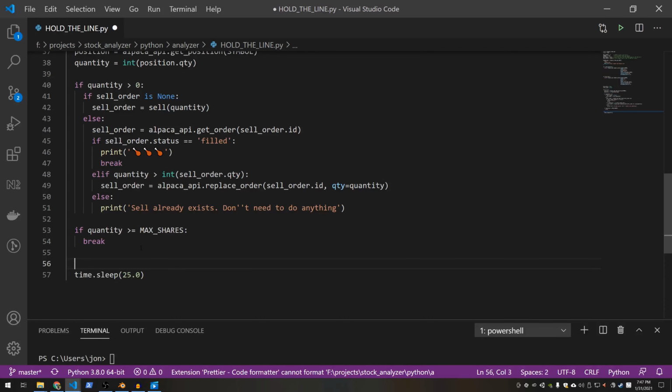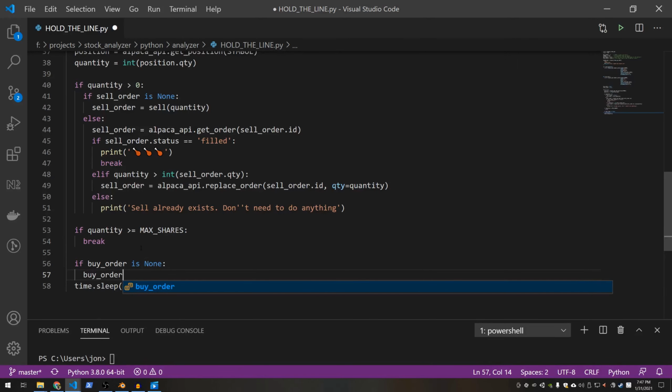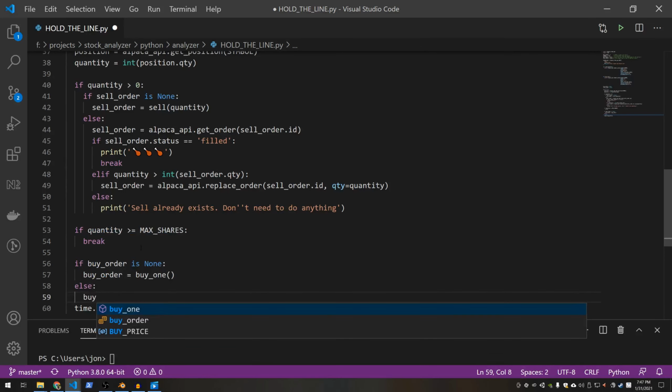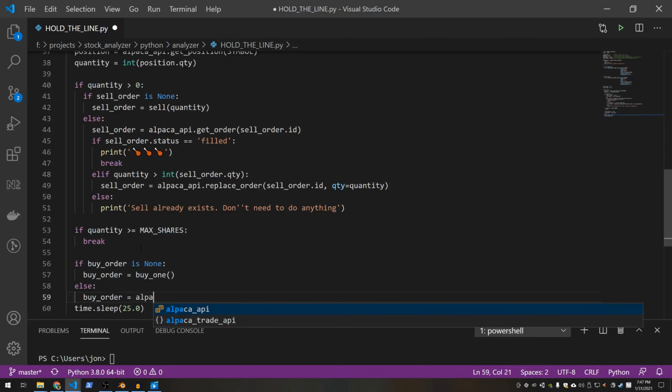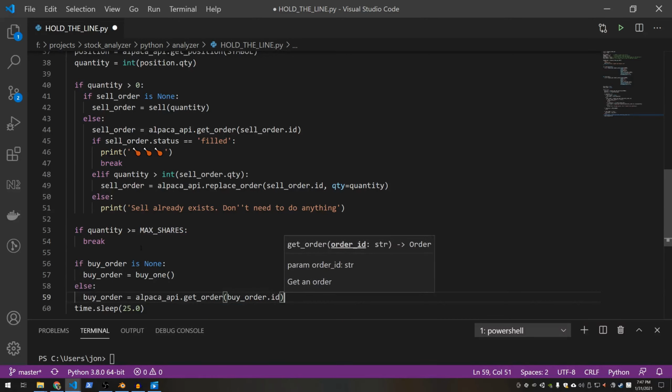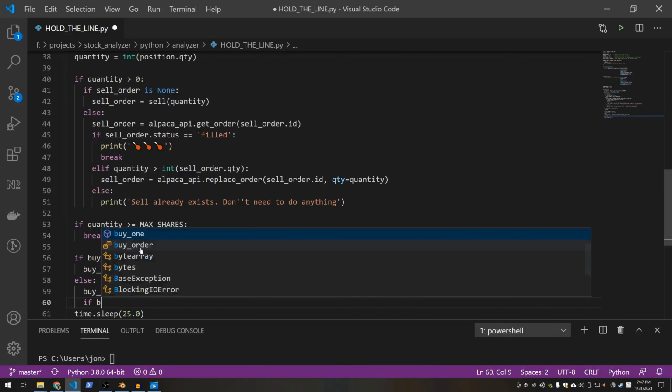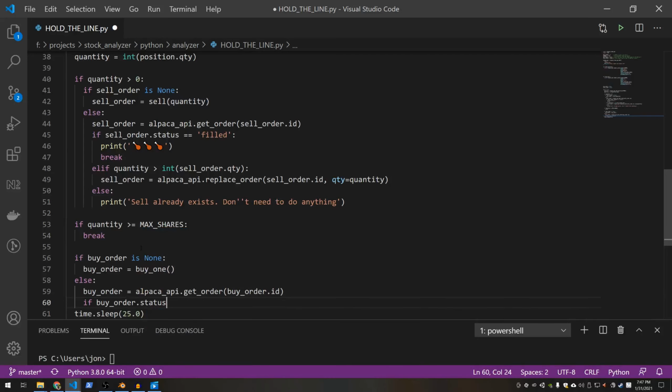And now for the buy part. This is kind of similar to the sell part. If a buy order is none, we want to set one up. So we're just going to say buy order equals buy one. And once again, if the buy order is not none, then we want to get the latest buy order, and we want to check and see if the status is filled.